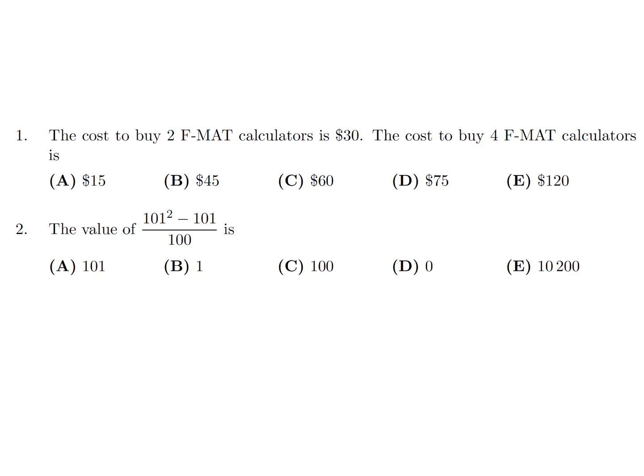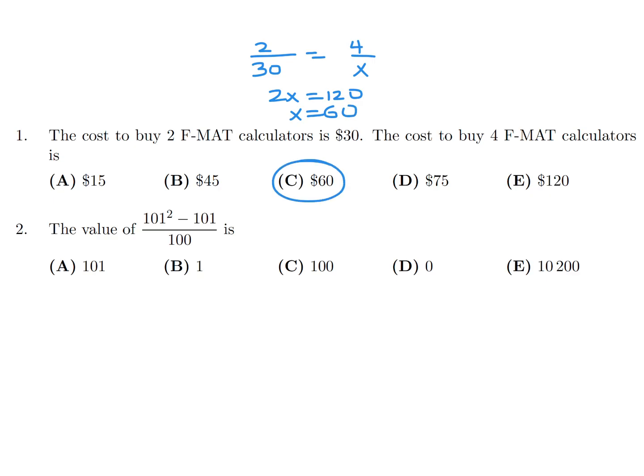The cost to buy 2 Fermat calculators is 30. The cost to buy 4 is, well, you can do a basic comparison. 2 over 30 is equal to 4 over x. And then if you cross multiply, 2x is 120, x is 60. So the answer here is C.